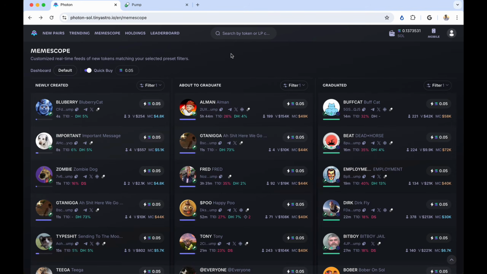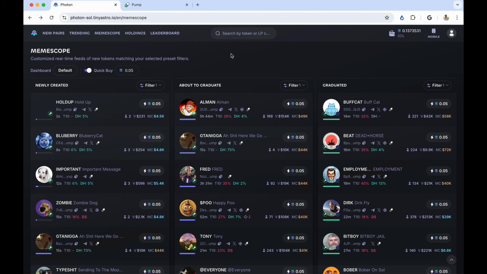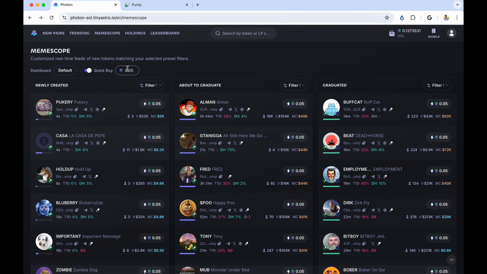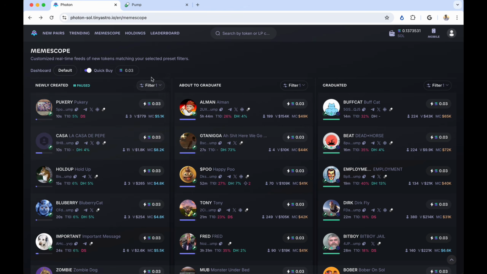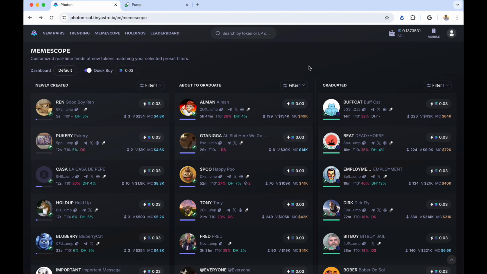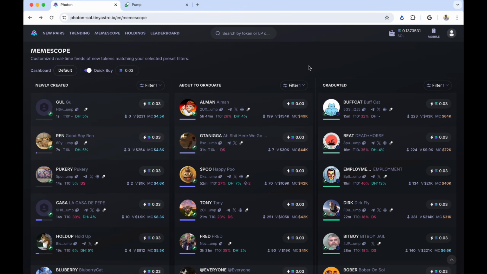Now, one feature of this that I think is by far the coolest, and when I was looking for video ideas, I knew that this feature was going to be the coolest: how fast you can trade. I have a quick buy feature on. So let's put this to 0.03 Solana. This means that the very second I click this right here, it will buy it immediately. So I want to show you guys just how fast this platform is.